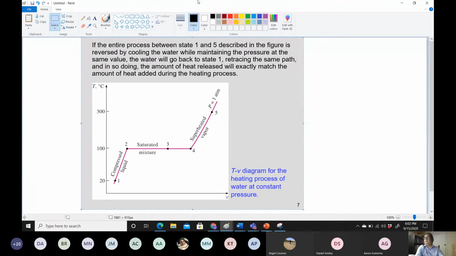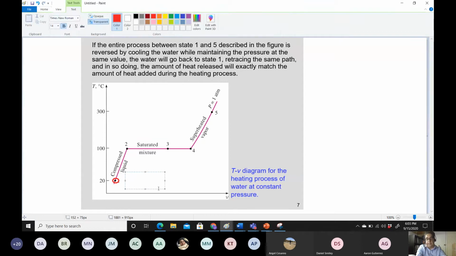So the entire process between state 1 and state 5 is described in the figure below. Again, we have states here, and in state 1, you remember the temperature was equal to 20 degrees C, and the pressure was 1 atmosphere. It's 1 atmosphere throughout, but anyway, just letting you know that.